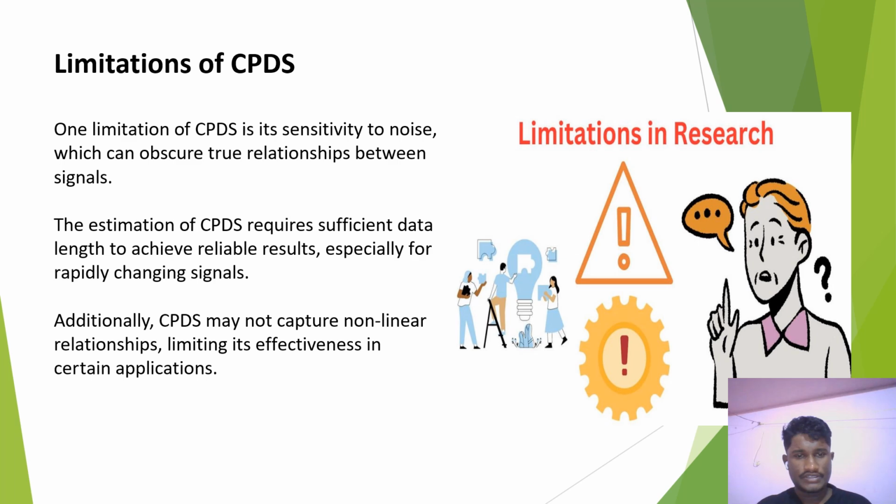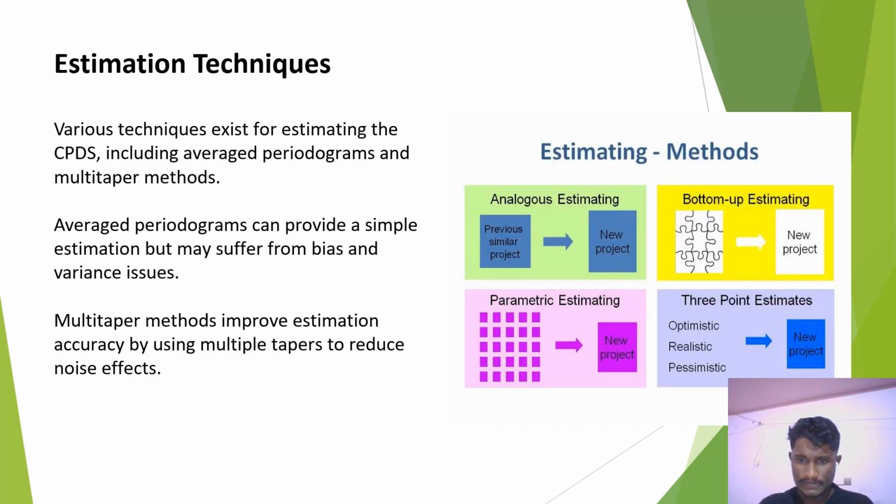CPDS requires sufficient data length to achieve reliable results, especially for rapidly changing signals. Additionally, CPDS may not capture non-linear relationships, limiting its effectiveness in certain applications. Estimation techniques: there are some estimation methods like analogous estimating, bottom-up estimating, and three-point estimates.